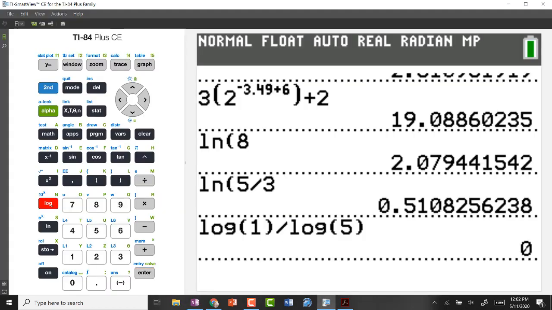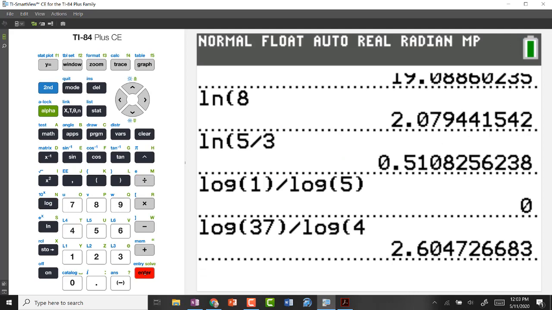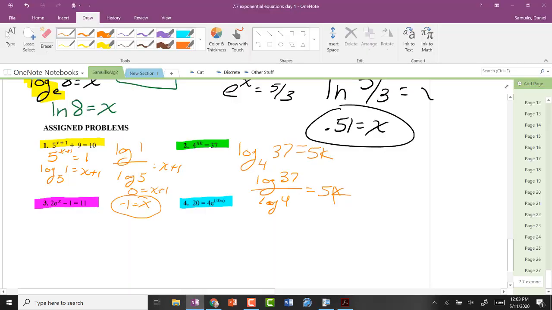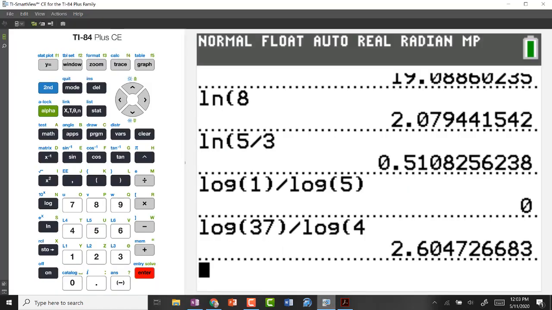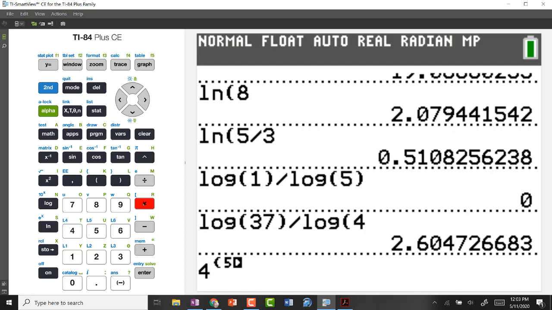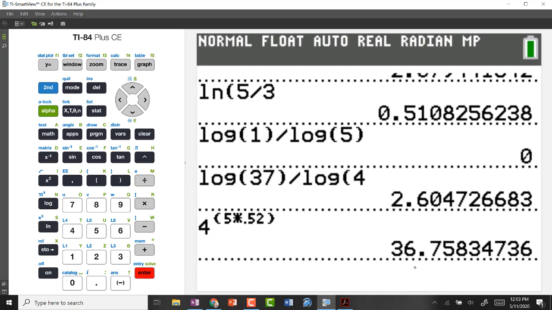Okay, so we have log of 37 divided by the log of 4. It's 2.60. So I get 2.60 equals 5k, and divide by 5. So 2.6 divided by 5 is 0.52. Okay, again, you can check really quick. You could do 4 to the 5 times 0.52, and we get something again close to 37, but with any approximation there's going to be a slight give or take of a couple decimal places.